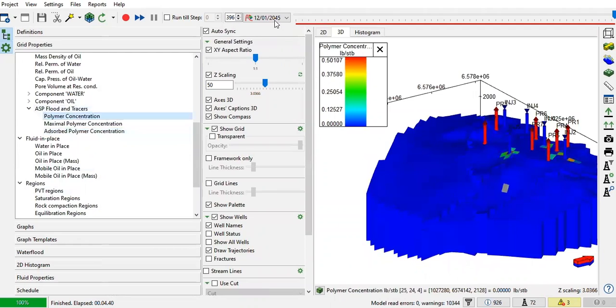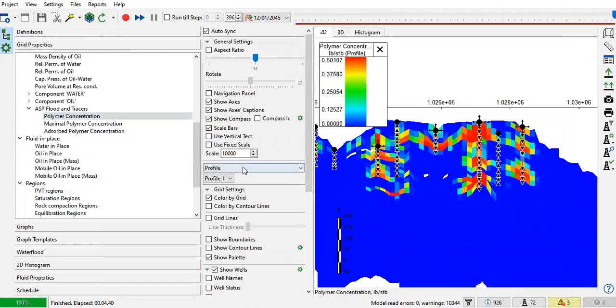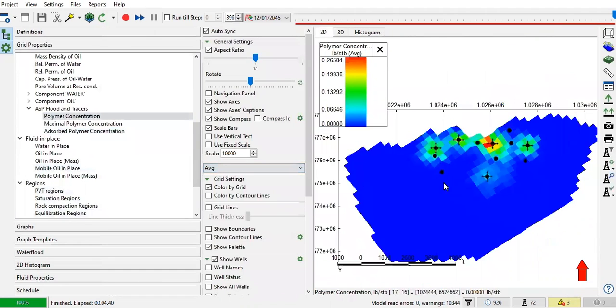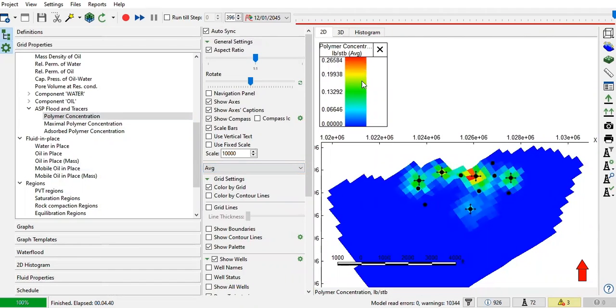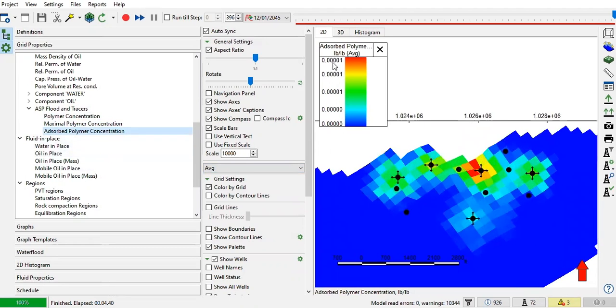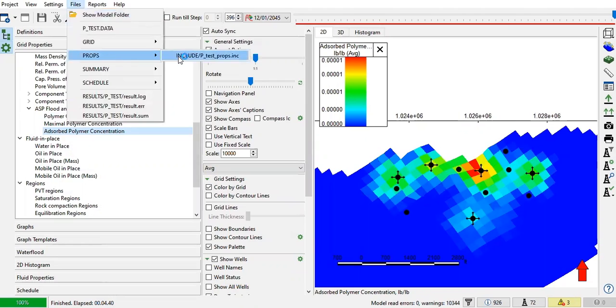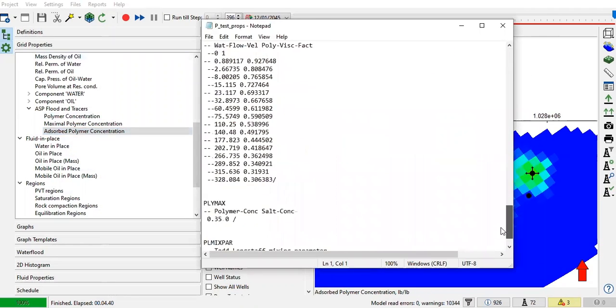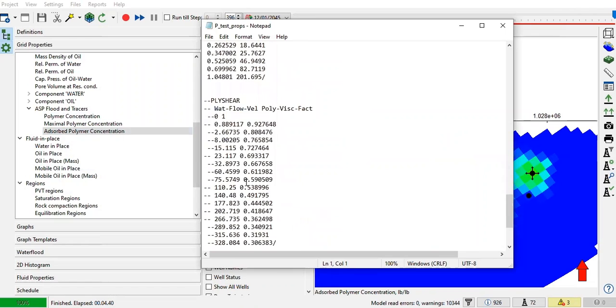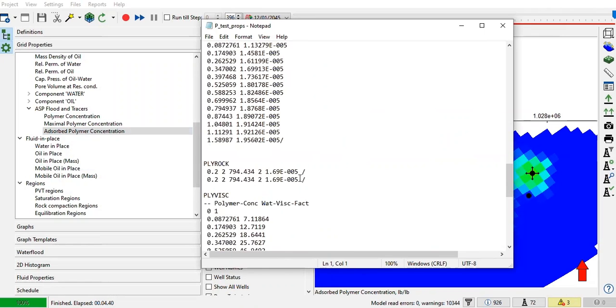Okay, so you can check the polymer concentration. Let's check the 2D map. Okay, and this is the palette showing you the concentration in pound per stock tank barrel. This is the maximal polymer concentration, and then adsorbed polymer concentration. But the value is not very high because this is the maximum polymer adsorption. We already set that in properties, not in Polymax, but I think it's in Polyrock. Okay, so the value is quite small there.